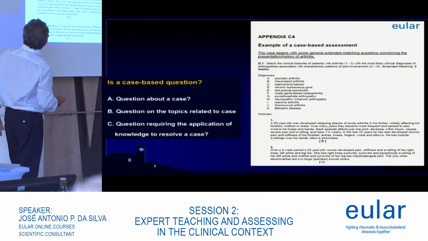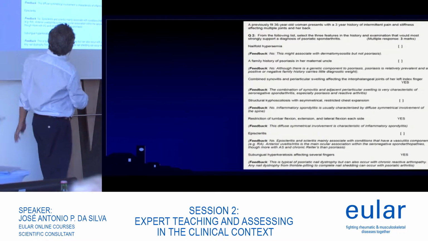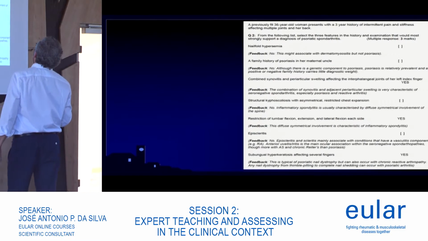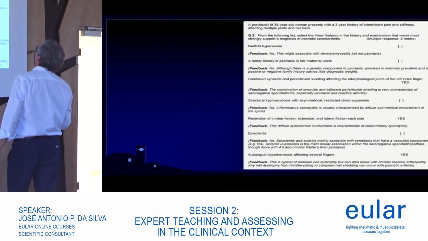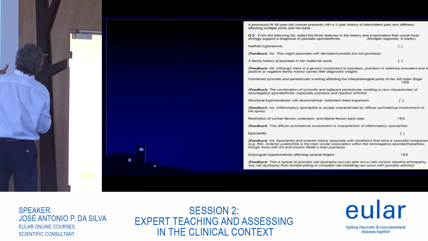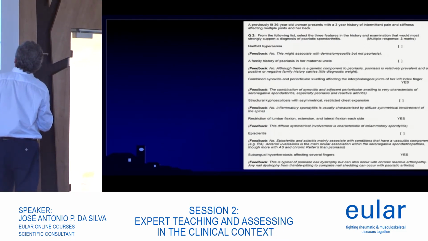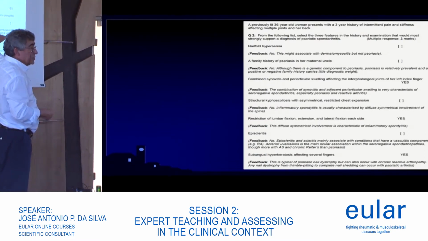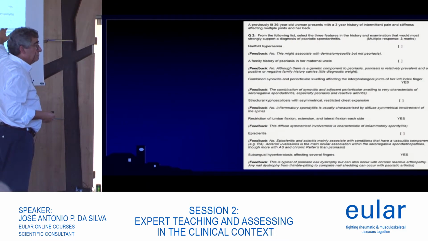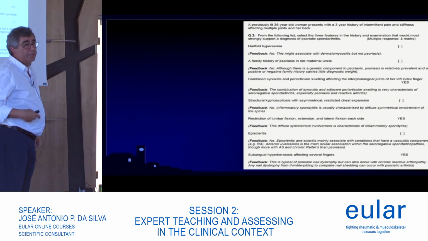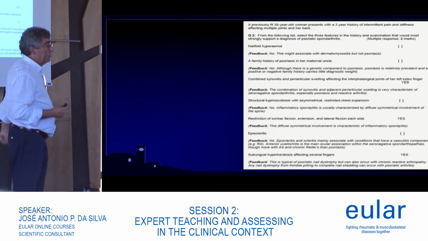capability. Now, a second example tells you a previously fit 36-year-old woman presents with a 3-year history of intermittent pain and stiffness affecting multiple joints in her back. From the following list, select the 3 features in the history and examination that would most strongly support a diagnosis of psoriatic arthritis. And then you have a number of features. Is this reasonably case-based? How do you think? Would anyone criticize that as not being case-based and not resolving a problem?